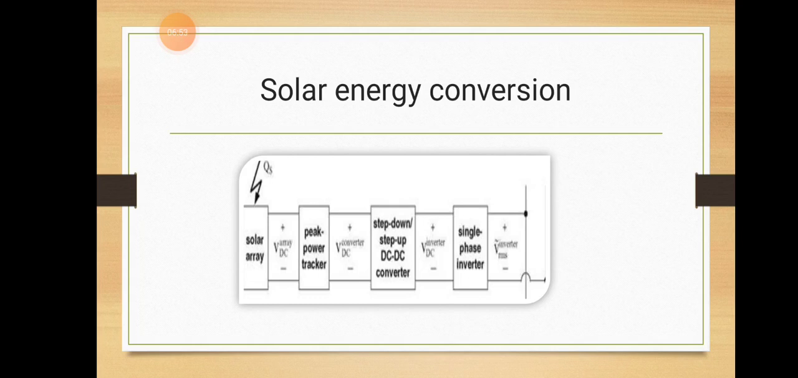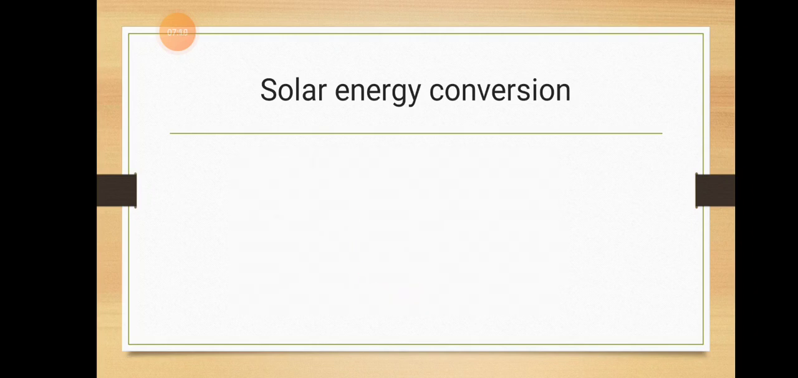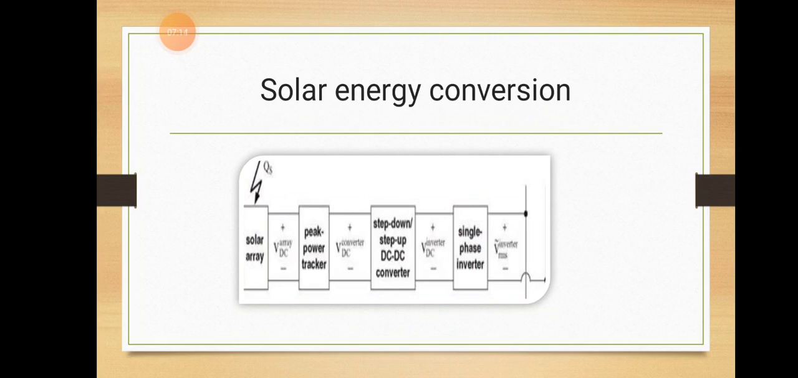The output of the maximum power tracker is given to the step down or step up DC to DC converter, where the DC voltage has to be converted to match the load, and then to a single phase inverter, and then to the load. So the basic purpose of the step down or step up chopper is to match the load.